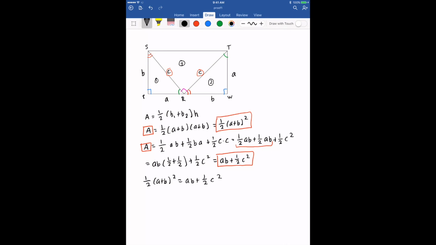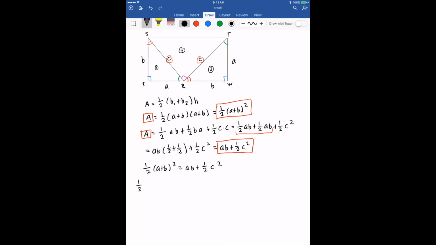Okay, now we're going to go ahead and expand out the left-hand side. So (a plus b) squared, you can use the FOIL method to figure that out. First, outer, inner, last. So we're going to have a squared plus 2ab plus b squared. This 2ab is because when I multiply the outsides and the insides, I get ab plus ab, which is just equal to 2ab.